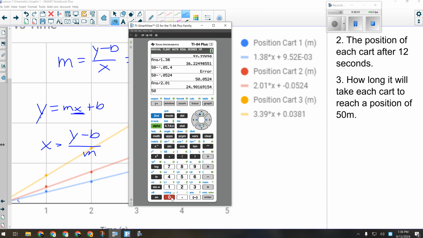And for the last one, 50 minus 0.0381, divided by 3.39. Logically, that one takes the least amount of time because the yellow line represented the fastest cart, so that would take 15 seconds. Everybody with me there? I could very easily ask you something like that on next week's quiz. Not this week's quiz, because this week's quiz is just on vectors.